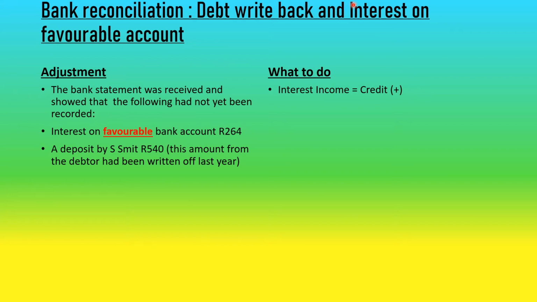So once again, we identify the accounts that are impacted by the adjustment, which is, on the first transaction, interest and bank. On the second transaction, it's debtors and bank. So firstly, you would increase your interest income and you would increase your bank account. And in your second adjustment, you would increase your bank and increase your bad debts recovered, which is a credit also in your income statement because that is what has been affected.